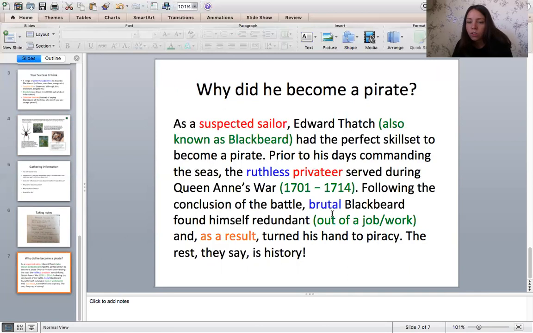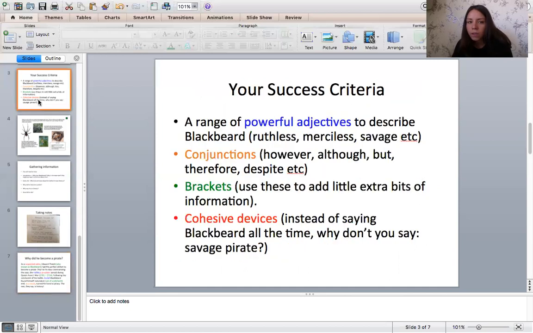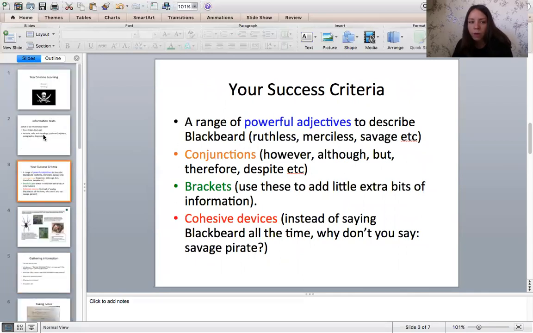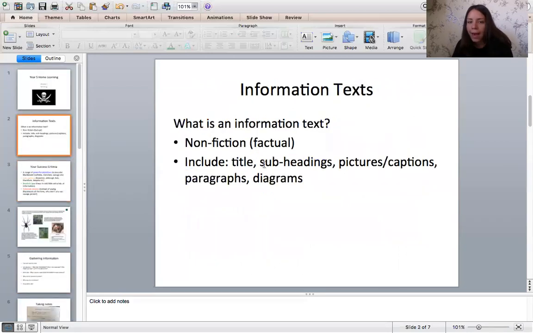You can use this model here to help you. You've got the success criteria on your information in your pack, but if you want to have a look here as well, and you've also got some added things to try and include. Remember, titles and subheadings, they're really important in organising information so that it's easy for the reader.